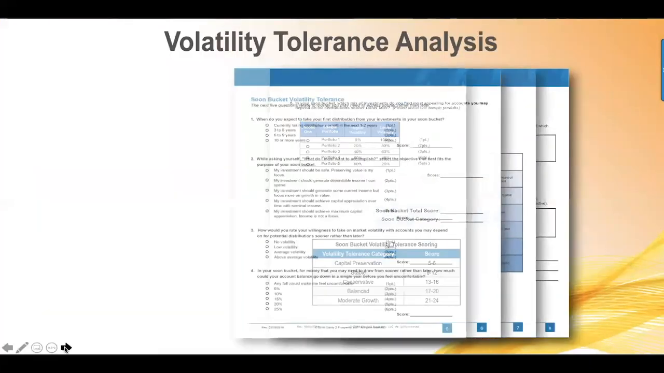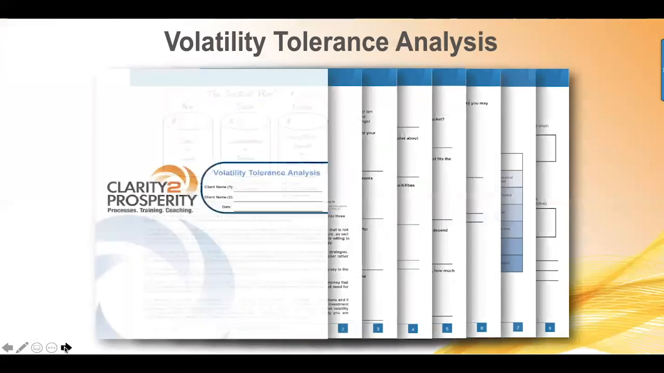So let's do this. I want people to be able to see the VTA, the volatility tolerance analysis, in action. And so we've got Casey on the line with us also. And Jason, let's role play going through the volatility tolerance analysis. So Casey and I will be your client. You're the advisor. Walk us through how you would actually take a client through the volatility tolerance analysis.